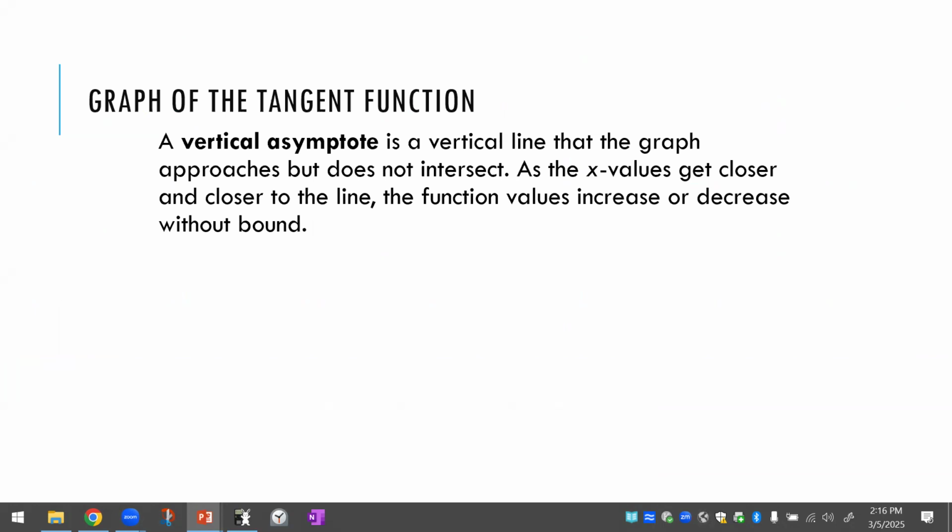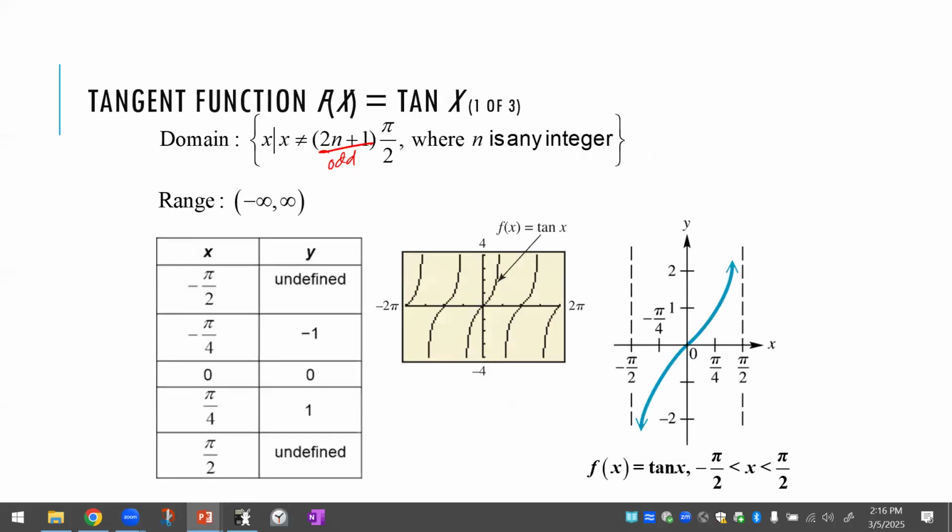Tangent is unique because tangent has undefined points, right? Because tangent has undefined points, that means that there are vertical asymptotes in the graph. And we're going to look at where these asymptotes exist and keep going from there. So here's the tangent function. The tangent function is tan x.